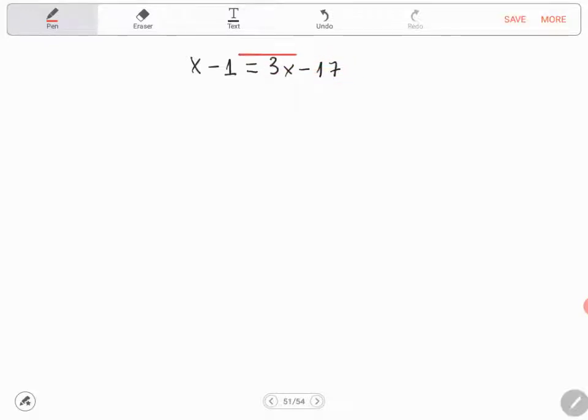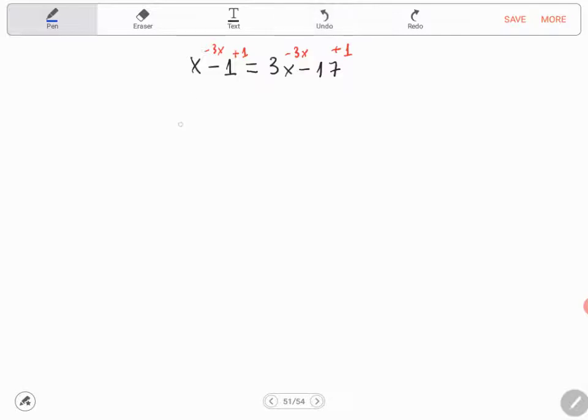To eliminate that, we will add the number 1 on this side, and we will do the same on the other side, +1 here. We need to do the same thing on both sides, and we will eliminate 3x by adding -3x on this side and -3x on this side. Then we will rewrite the equation with the terms that we added.